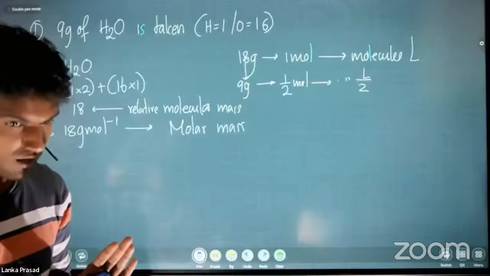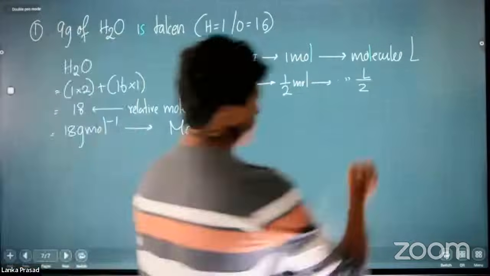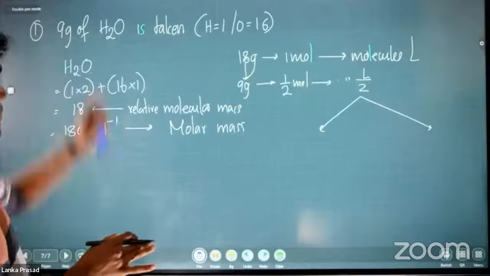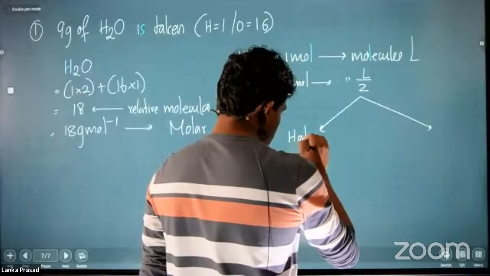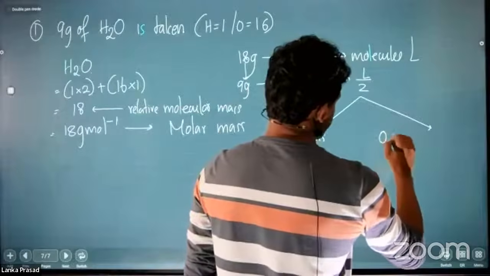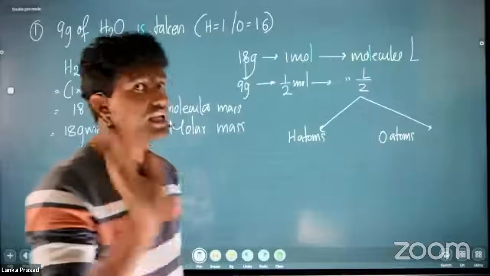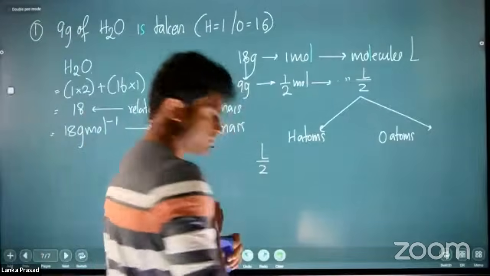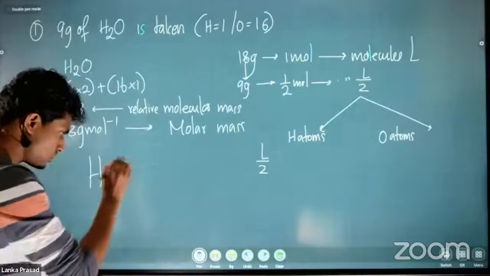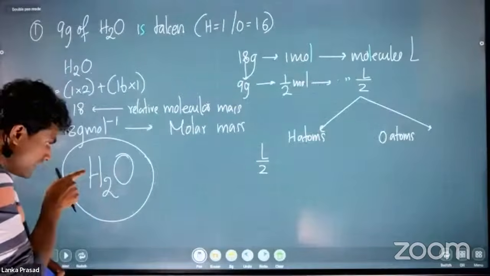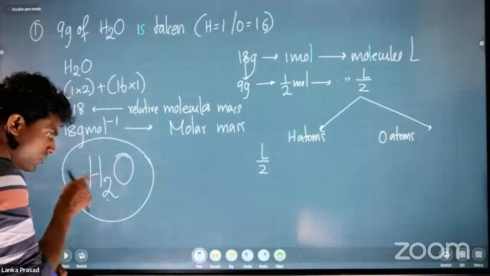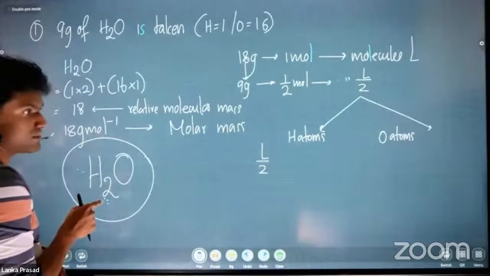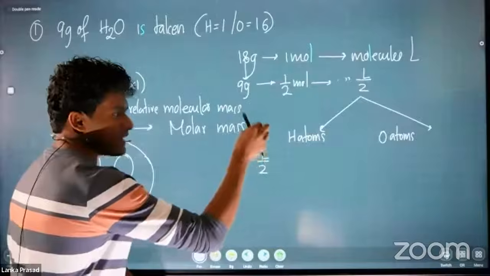Then now we have to find how many H atoms there are, and how many O atoms there are. So how do we find it? Easy. Now you know how many molecules there are: L divided by 2. 1 H2O molecule contains 3 atoms. Now there are L divided by 2 molecules.